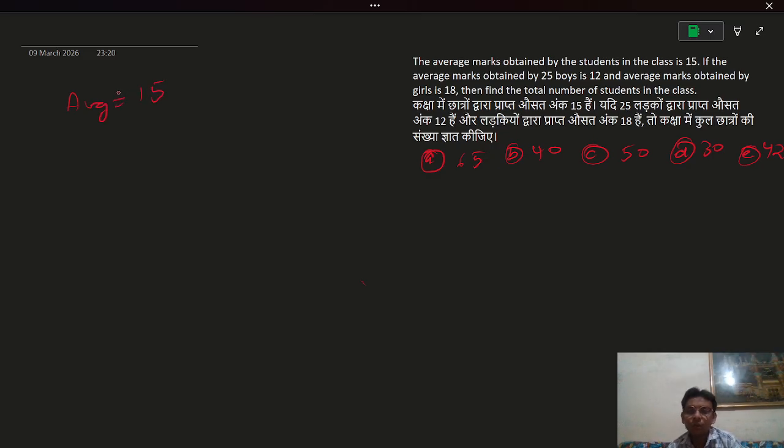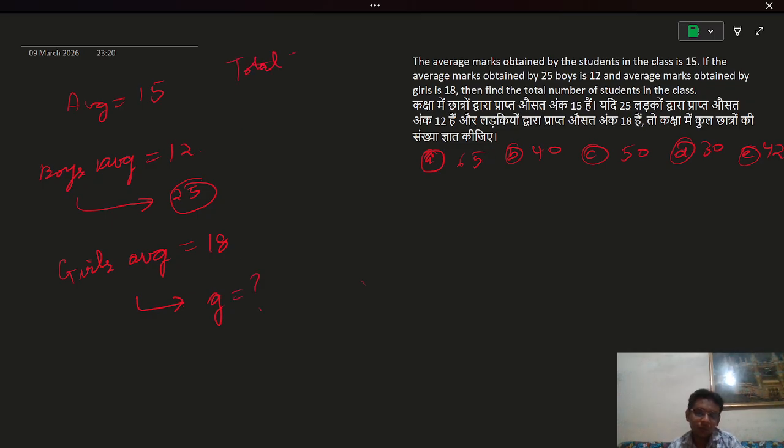If the average marks obtained by 25 boys is 12. नंबर कितने हैं बॉयज़ के? 25 नंबर हैं टोटल. ओके, एंड एवरेज मार्क्स ऑब्टेन बाय गर्ल्स, गर्ल्स एवरेज 18, and then find the total number of students in the class. Okay, let's assume number of girls as G. G हमें पता नहीं है, तो टोटल नंबर ऑफ स्टूडेंट्स कितने हो जाएंगे? नंबर ऑफ बॉयज प्लस नंबर ऑफ गर्ल्स, दैट इज 25 प्लस G.